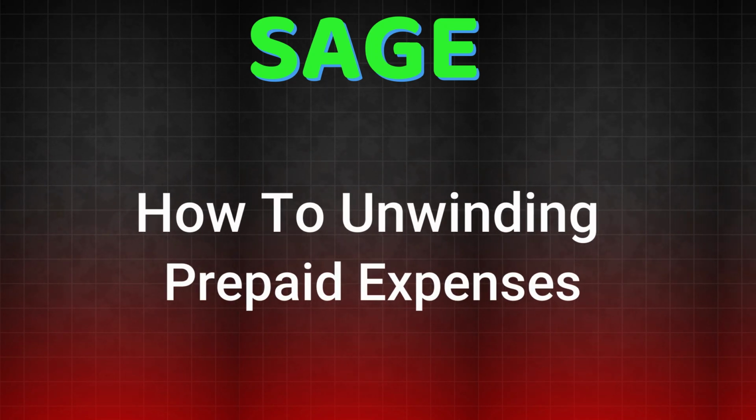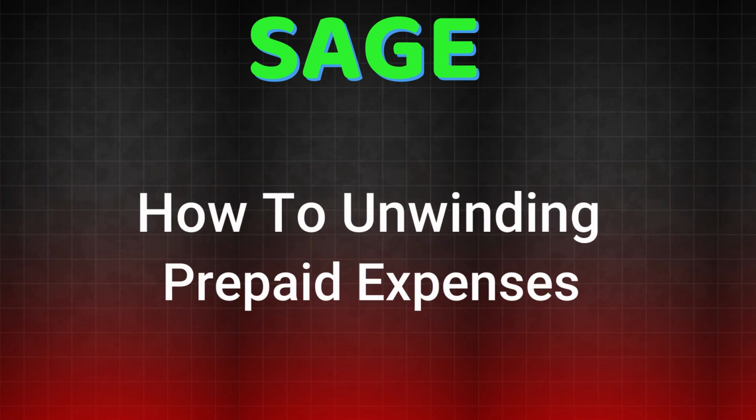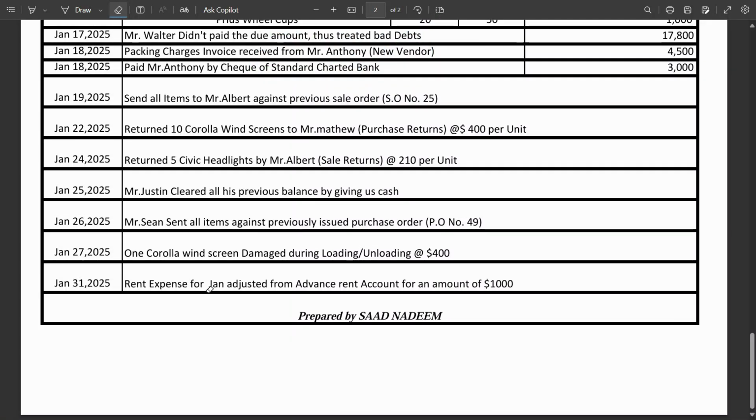Alright guys, in this video we are going to see how we can unwind the prepaid expenses in Sage. As we can see here in this transaction, on 31st of January, rent expense for January adjusted from advanced rent account for an amount of $1,000. So what is this exactly?